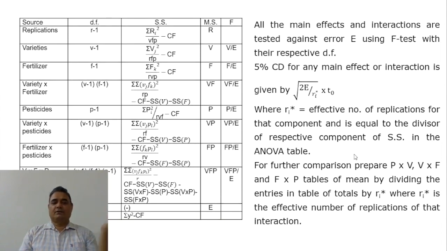We can compare further the P into V table, V into F table and F into P table by computing their means, then taking any two means and their absolute difference. If that difference is greater than the CD value, we declare these two levels differ significantly, otherwise they do not differ significantly. So thank you very much.